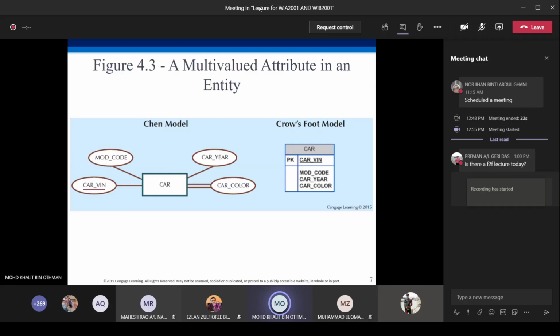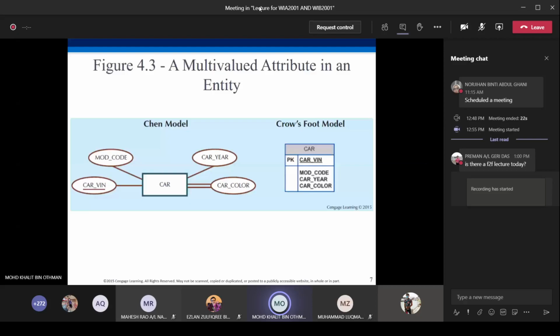Okay, we have figure 4.3 that shows a multi-value attribute in an entity. We have Chen model and we have Crow's Foot model here. So based on this ER model, for example, for car entity, the attribute car color can be split to create new attributes, which are car rim color, car body color, car top color, and so on. So car color can be an example of multi-valued attribute for car entity.